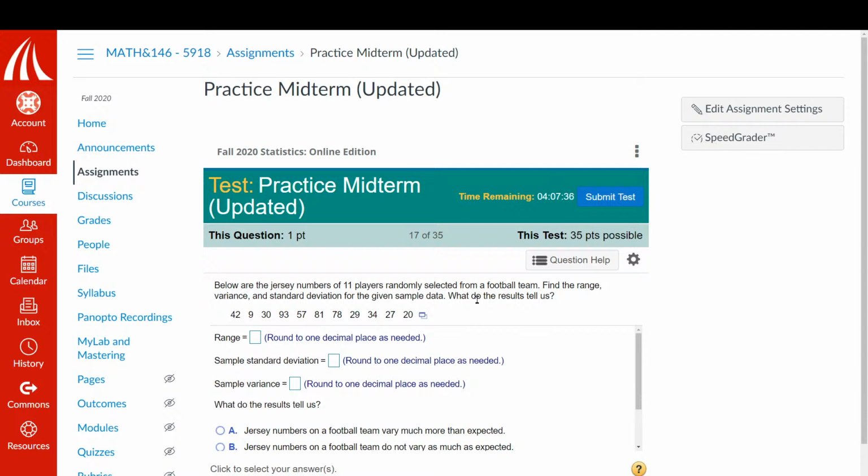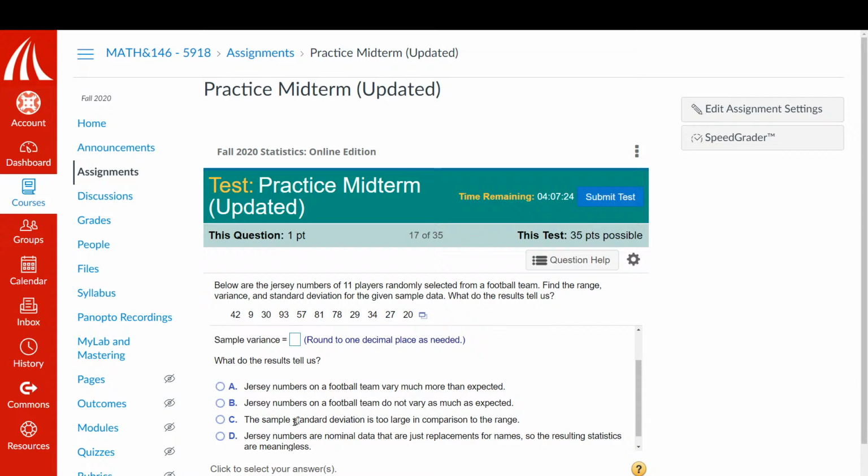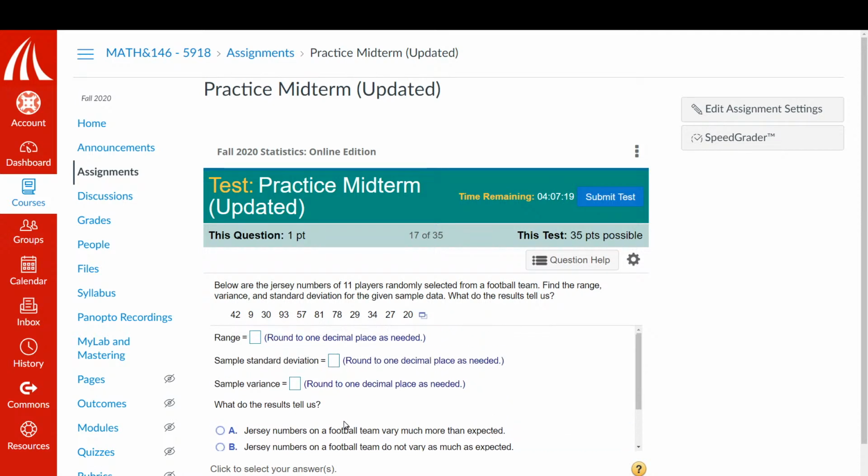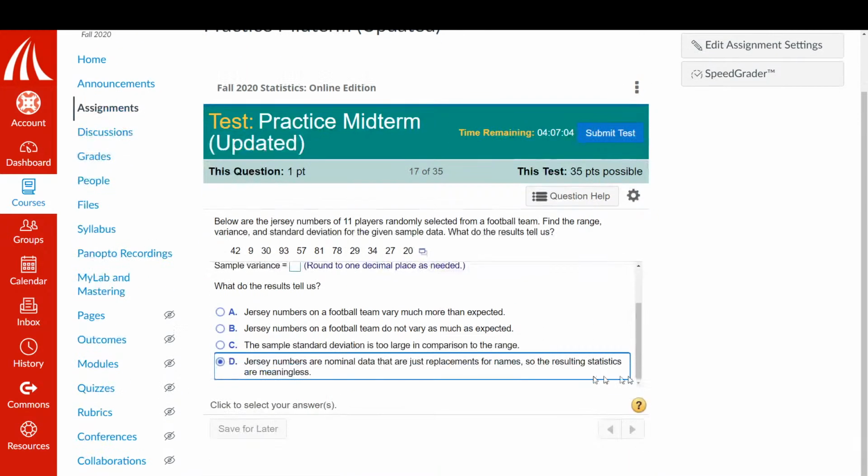This looks like the same kind of problem. The only difference is they're asking for the range, the standard deviation, and the sample variance this time. What do the results tell us? Nothing, because the Jersey numbers are nominal. But this does bring up a good point. Where do we go to get the range, the sample standard deviation, and the sample variance? Remember, there are two different types of standard deviations. And you have to know the difference between them.